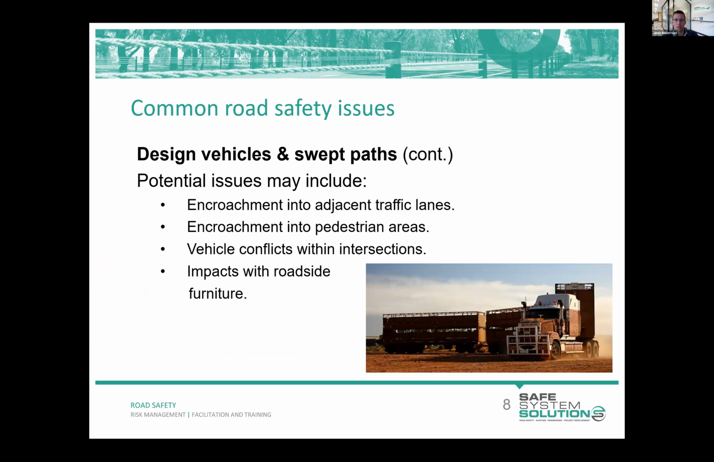So why does it matter if our choice of vehicle is incorrect or our swept paths haven't been checked properly? These larger vehicles might encroach into areas that they shouldn't. They might cross into adjacent traffic lanes with potential for crashes with other vehicles. They might encroach on pedestrian areas. You might see vehicle conflicts, perhaps between concurrent right turn movements. And a telltale sign can be impacts with roadside furniture, signs, curbs, broken pits, these types of things.